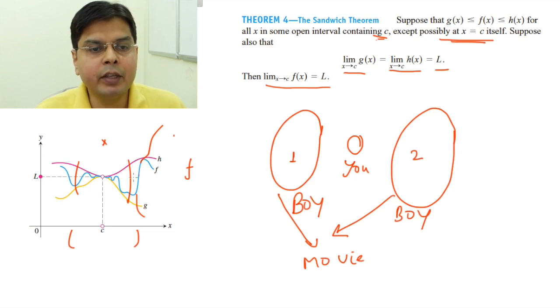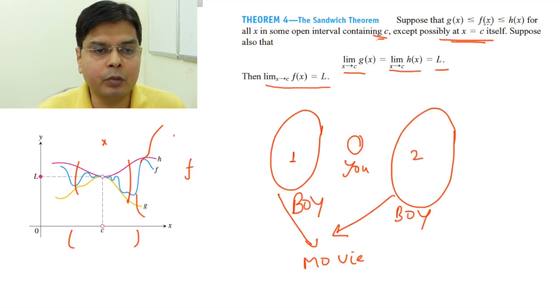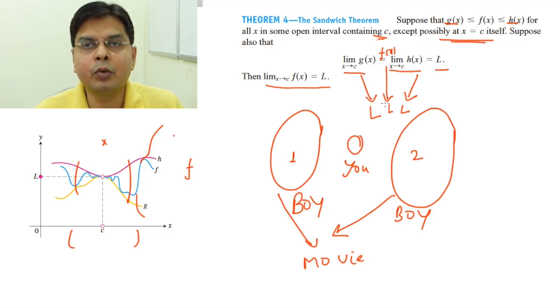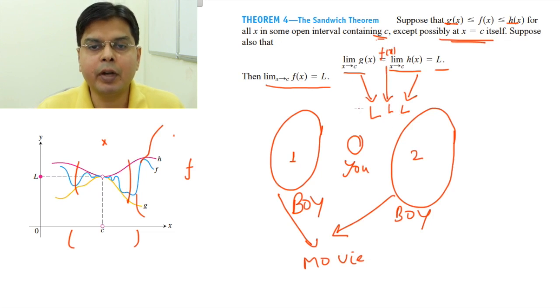Exactly the same thing is happening with this poor chap f also. This f is sandwiched between this g(x) and h(x). Now since this g(x) is going to L, this h(x) is also going to L, so a poor f which is contained between these two, g(x) and h(x), has also got to go to L. It cannot go to any other value apart from L. So this is the sandwich theorem.